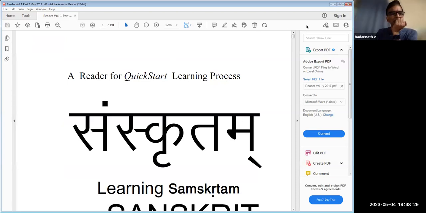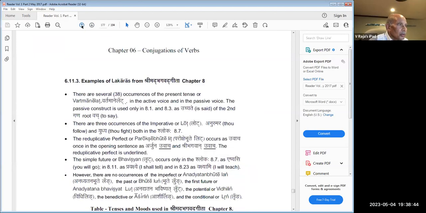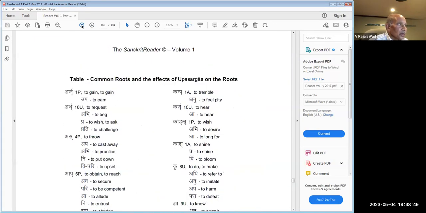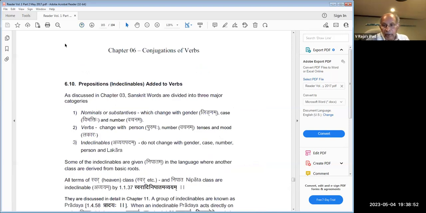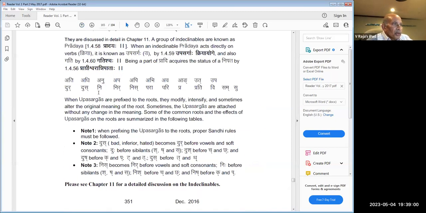Now, if you look at almost towards the end, Section 6.10. I always give you section numbers, because some people may have a different print. So these are what are known as prepositions, adding something in front of a term.